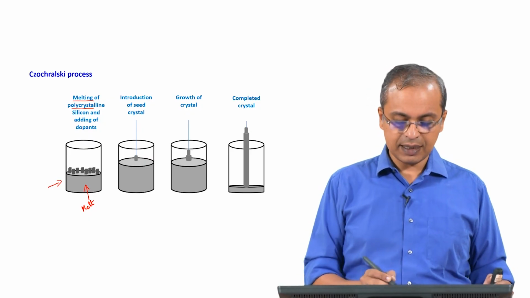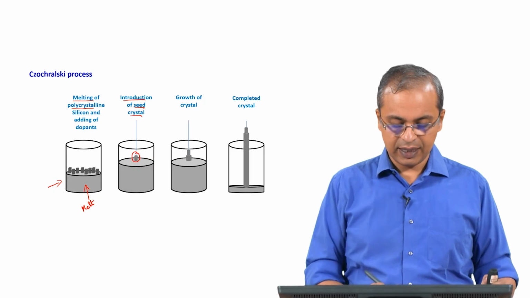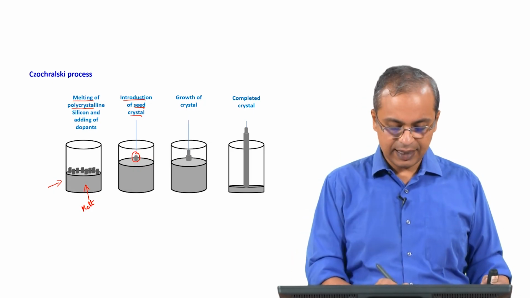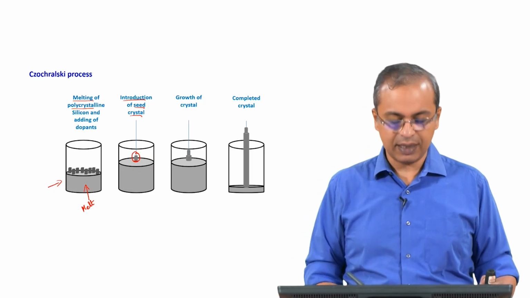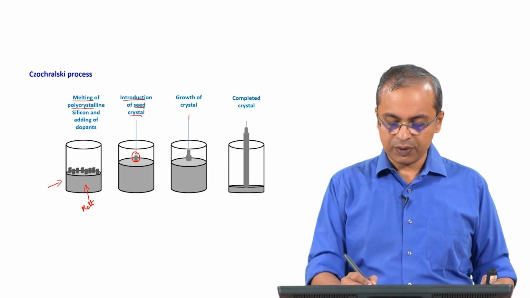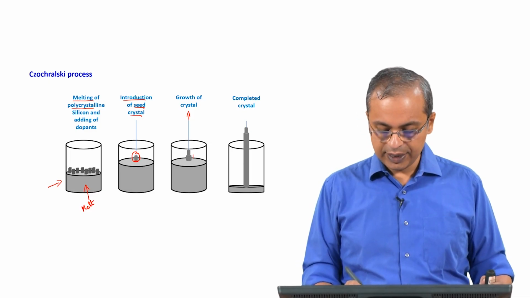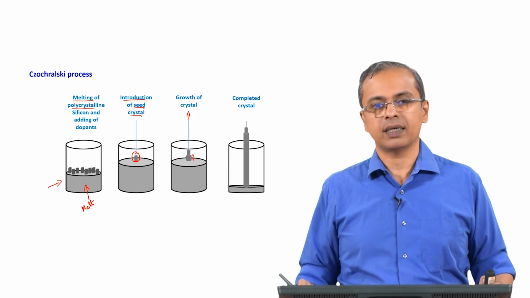In the next step of the schematic we introduce the seed crystal. That is the seed crystal sitting here, a small single crystal as I said, and it comes in contact with this liquid at that one location, and then you start slowly pulling this out. You can see here this is the growing single crystal that has started appearing.